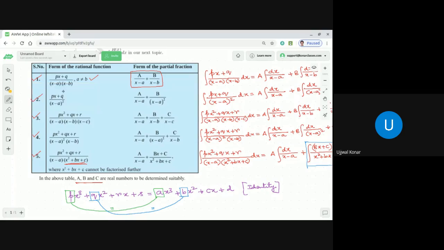Similarly, the coefficient of x in the left hand side, that is r, should be equal to the coefficient of x in the right hand side, that is c. They also have to be equal to each other. And finally, dear students, the constant term, which is s in the left hand side, must be equal to the constant term d in the right hand side.